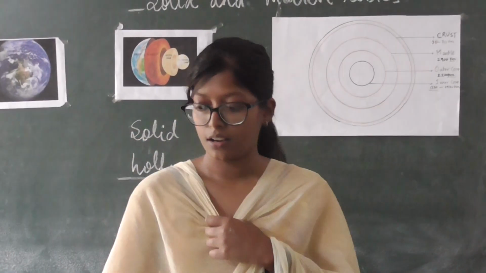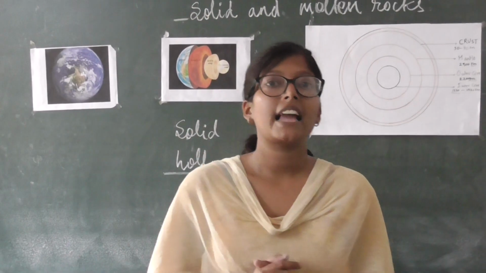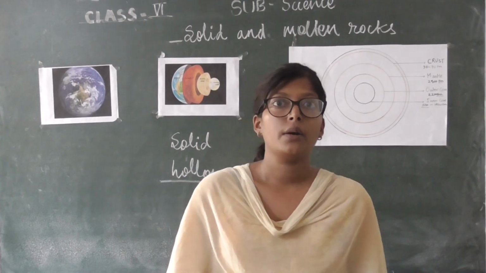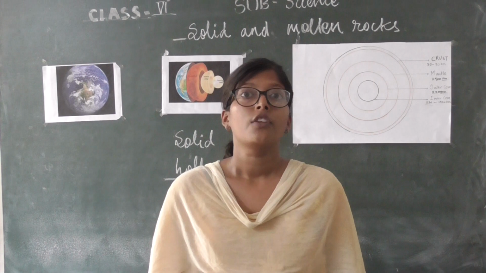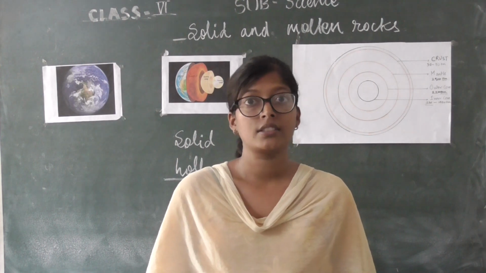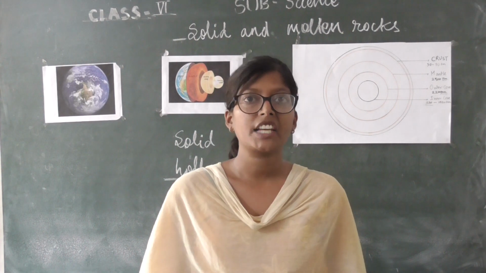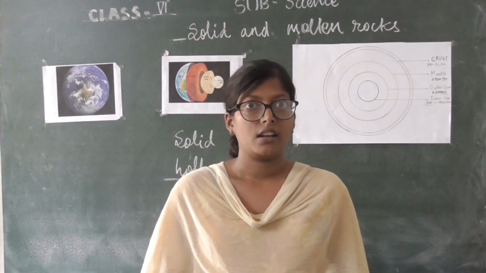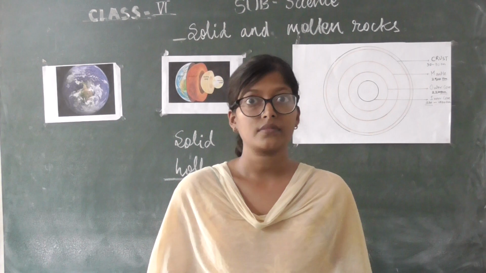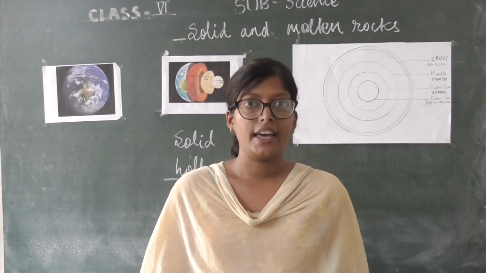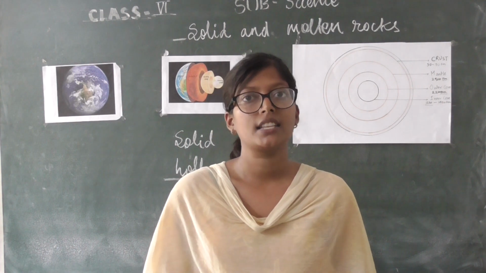Crust. Crust is like the shell of a hard-boiled egg. It is made up of rocks which have a variety of minerals. Its thickness is 30 to 70 kilometers. Next one is mantle. Mantle is about 2900 kilometers. It is made up of iron, magnesium and silicon.